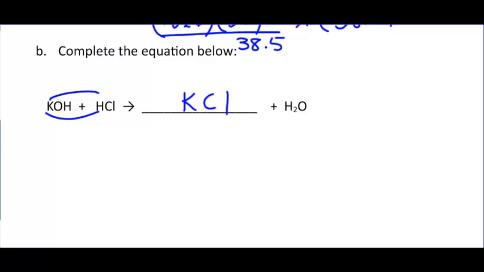KCl goes there, right? This is an acid and a base. They always undergo double replacement. You wife swap them. Okay? Any issues with that?